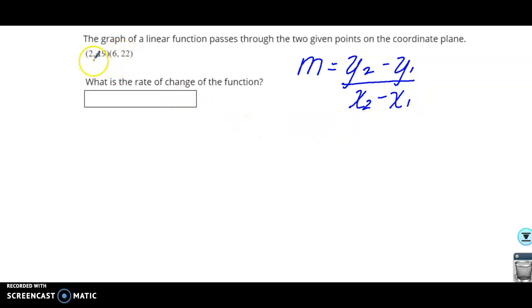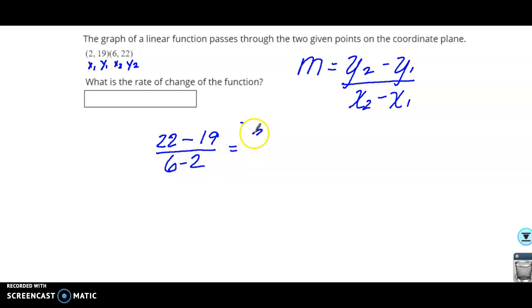So when you are given 2 points like this, this is your first x, this is your first y, this is your second x, and this is your second y. When you plug those numbers into the formula, you have second y, 22, minus first y, which is 19, over second x, 6, minus the first x, which is 2.